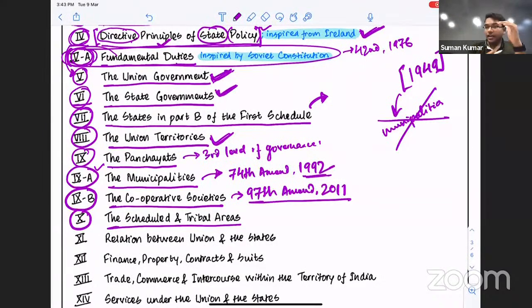So basically, from part 1 to part 10 of the constitution, you have entirely established, in essence, what comprises India. Let's do a quick revision. Part 1, the union and its territory. Part 2, who are the people living in India? That is citizenship.